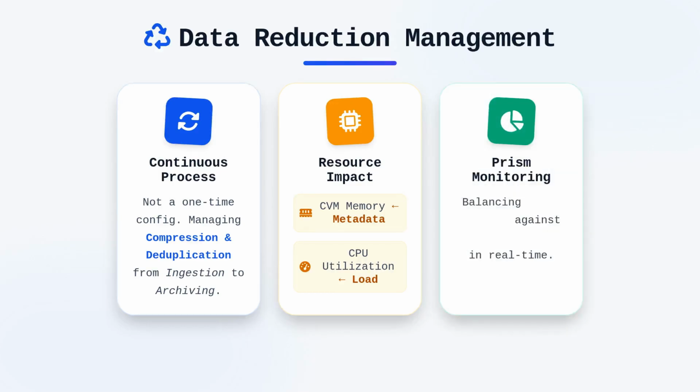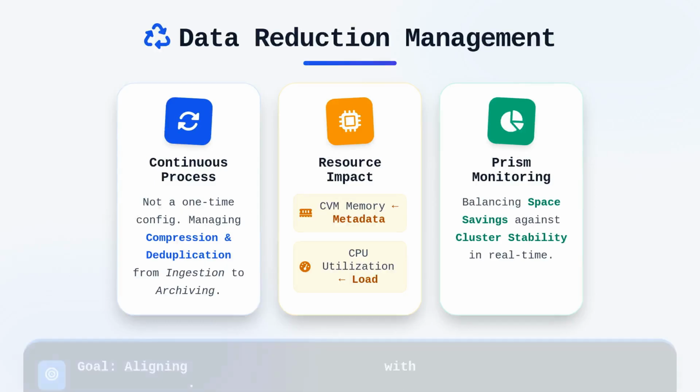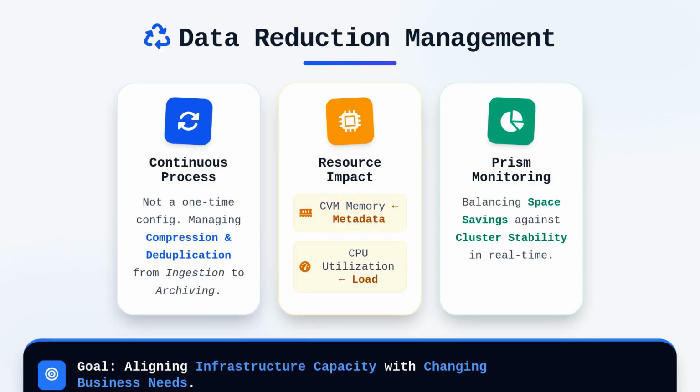This is why we monitor the data reduction ratios within Prism, ensuring that the benefits we obtain from space savings do not come at the expense of cluster stability. Constant monitoring allows you to adjust policies in real time, aligning your infrastructure with changing business needs.